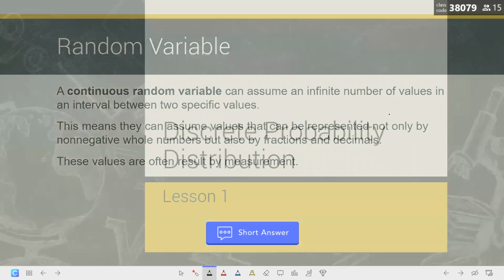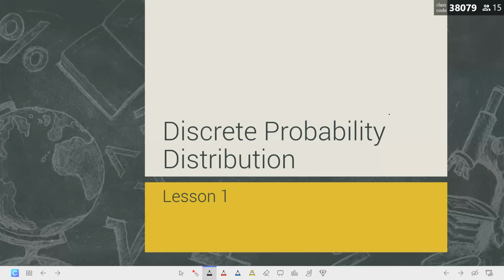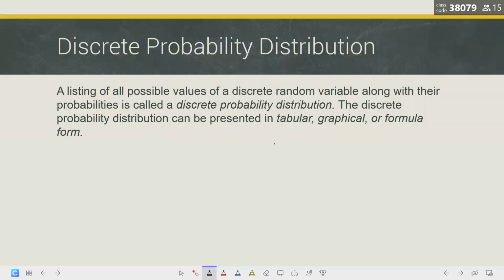Okay, so now let's proceed to the first part of our discussion. Second part na pala to. Lesson 1 siya kasi yung part nung ginawa natin kanina is merely an introduction. Kailangan mo kasi ma-determine kung ang binibigay sa inyo is discrete or continuous. Okay? So, first stop, we have here a discrete probability distribution.